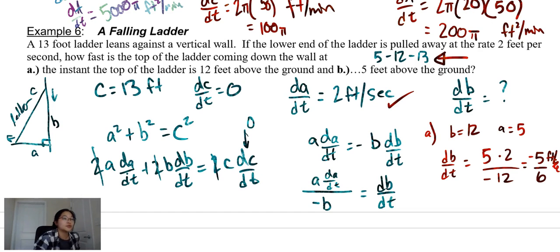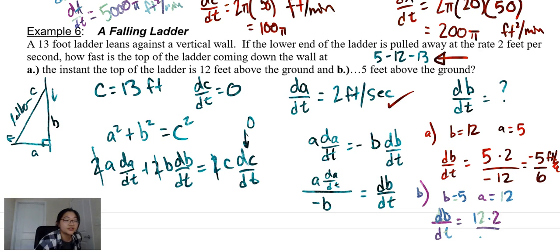All right. And what about for part B? Try that. All right. So we just flip our a and b. So b is 5 feet, so a is 12 feet. So dB/dt is 12 times 2 over negative 5, negative 24 fifths feet per second.